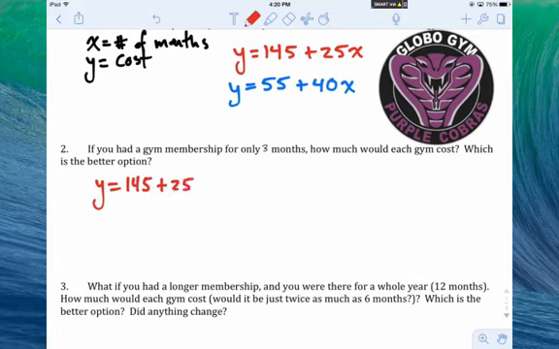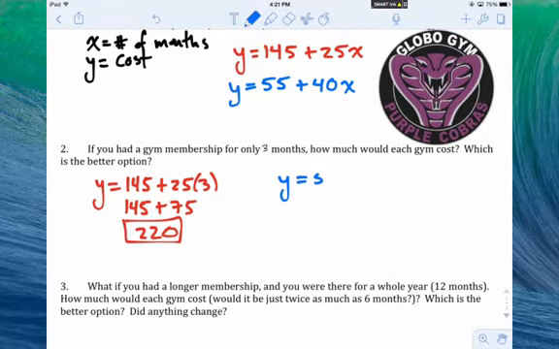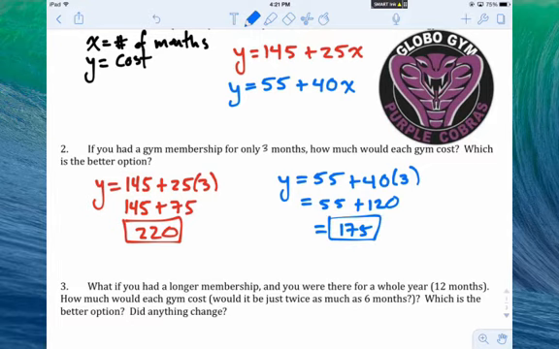So after 3 months, I think that Average Joe's is going to cost, well, $145 for the initiation fee, plus $25 a month for 3 months. So you've got your initiation fee of $145 plus 75 more for a grand total of $220. So at Average Joe's, it'll be $220 for those 3 months. At Globo Gym, you've got your $55 initiation fee plus $40 a month for 3 months. So we've got $55 plus $120 for a grand total of $175. So after 3 months, I would say that Average Joe's in red is going to be more expensive, and Globo Gym in blue is going to be less expensive, so I'd say let's go with Globo Gym.